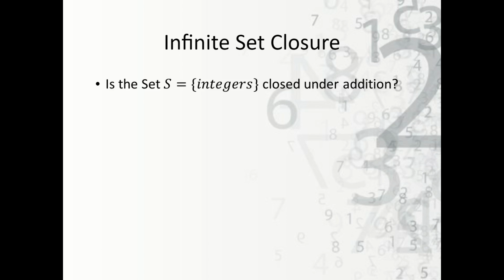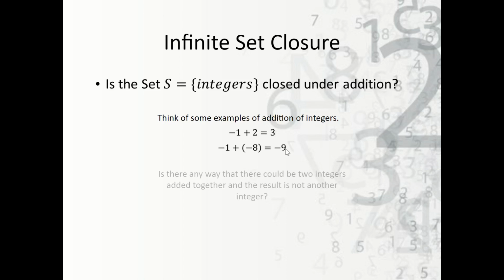So now let's take a look at this infinite set here, the set S of integers, and what we want to know is: is it closed under addition? Now we can't use a table anymore, so we need to think of some examples of addition of integers and then try to broaden it and say, is there any way that any two integers can be added together and not be an integer? So we do some examples here, and we can see that they're still turning out to be integers.